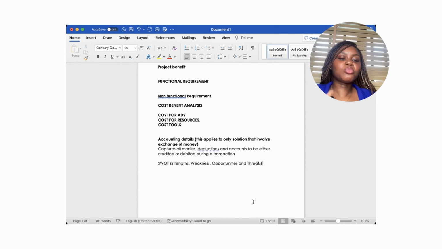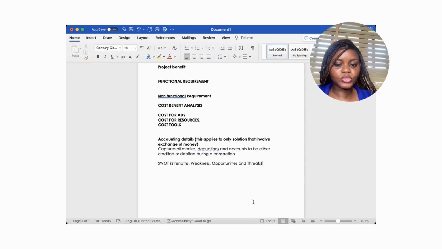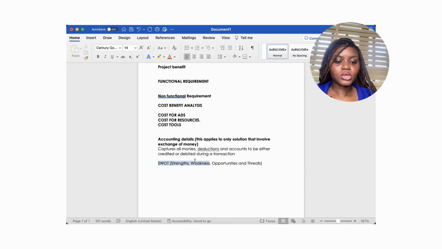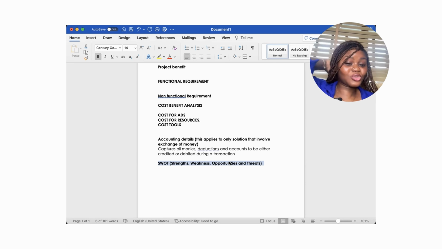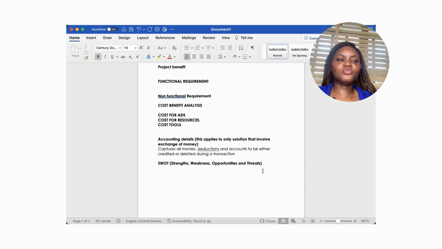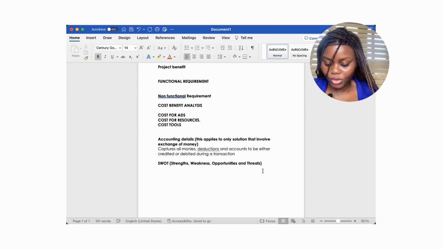And so, what will be the possible threats to your project? It's very important that you capture this. Please also know that organizations sometimes have their templates that they use for their requirement documentation. So you might get an organization where some of these things are not included, but ideally these are some of the things that will be included in your requirement documentation. And yes, this captures everything that should be included in your requirement documentation.